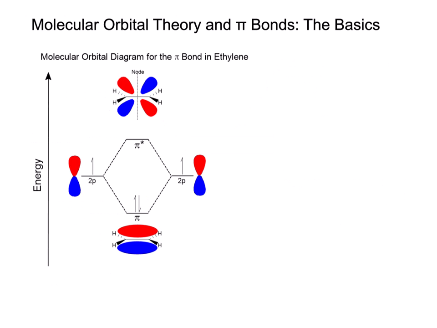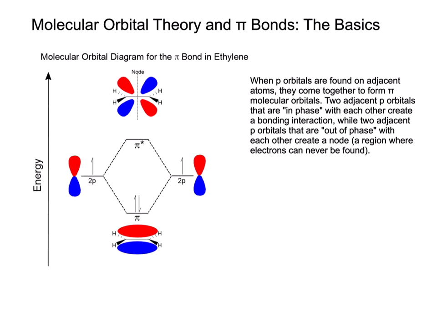Before we get into the reactions, let's review a little bit about molecular orbital theory and how it relates to pi bonds. This image shows a molecular orbital diagram for the pi bond in ethylene. Ethylene is simply C2H4, and there's a carbon-carbon double bond. When p orbitals are found on adjacent atoms, as we have in ethylene, they come together to form pi molecular orbitals. Two adjacent p orbitals that are in phase with each other. In other words, in the image, if the red side and the red side of the next p orbital line up and the two blue sides line up, we would say they're in phase.